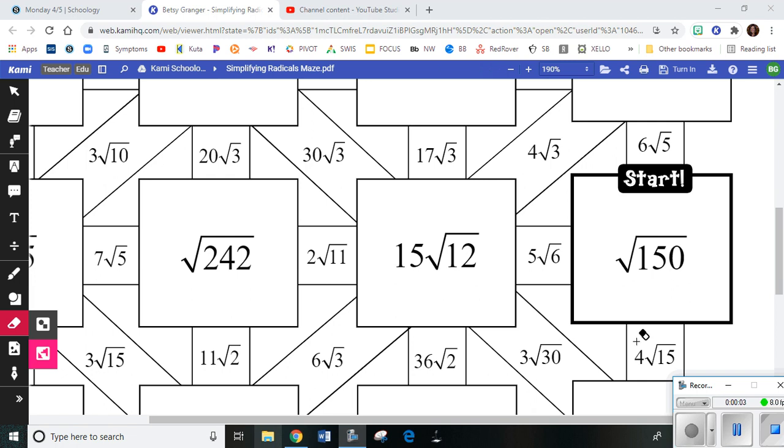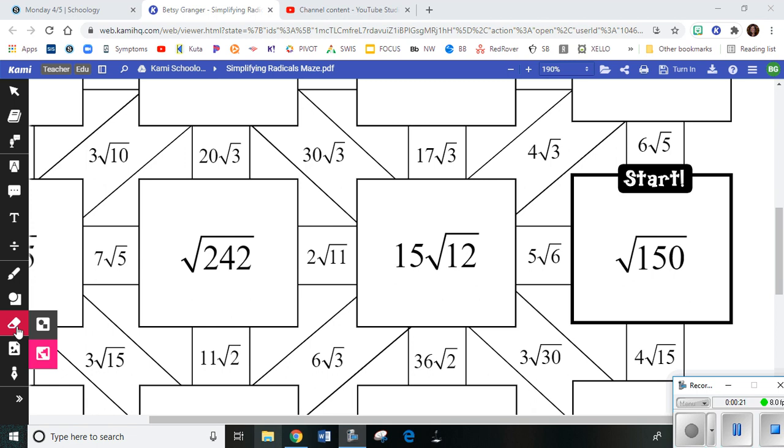So for this maze, you're going to start at this box where it says start. Okay, so my first square root is 150, and what we want to do is break that down using our perfect squares list.